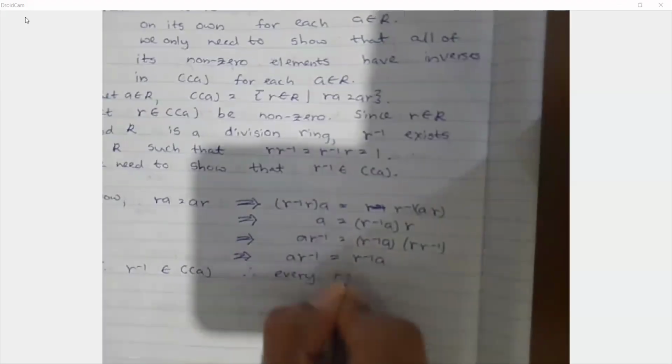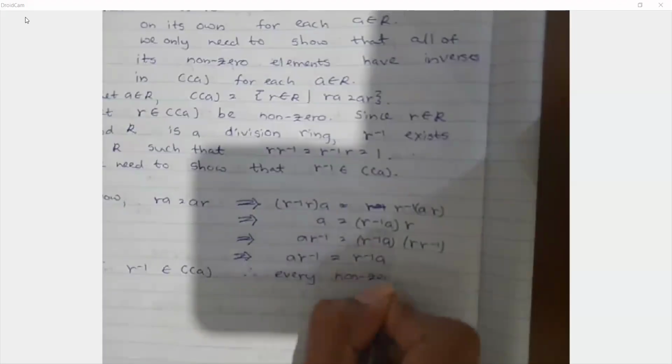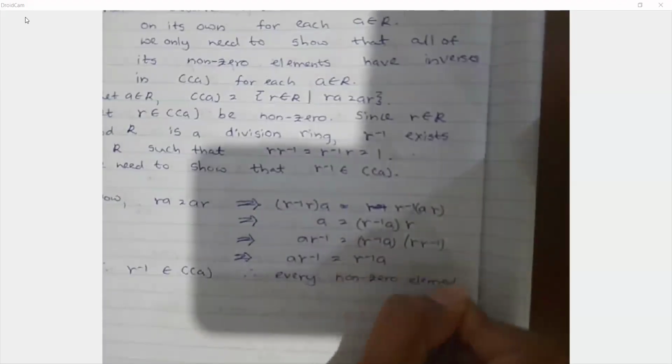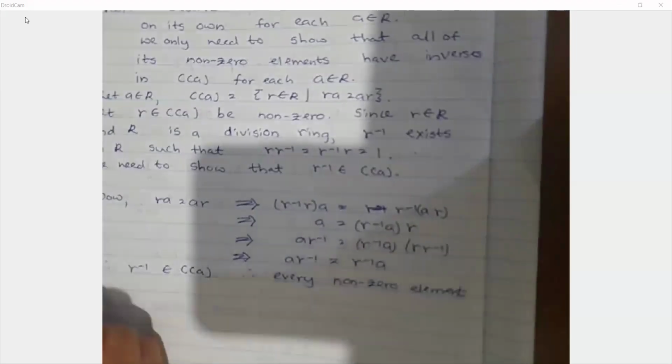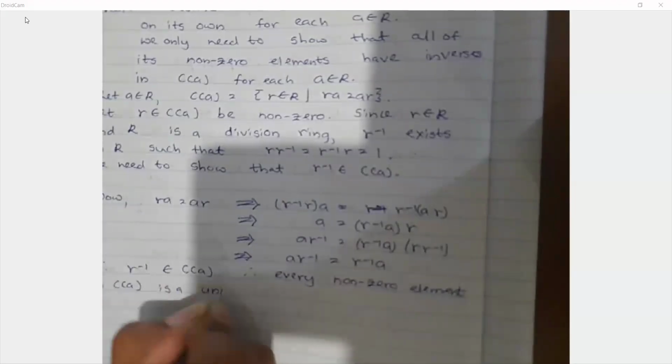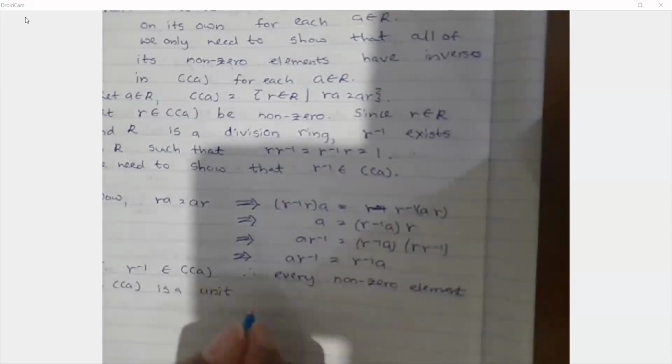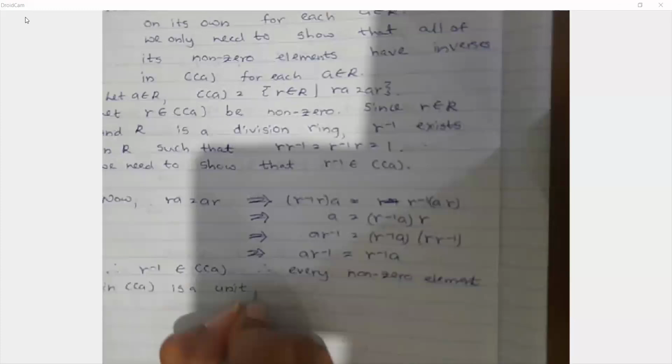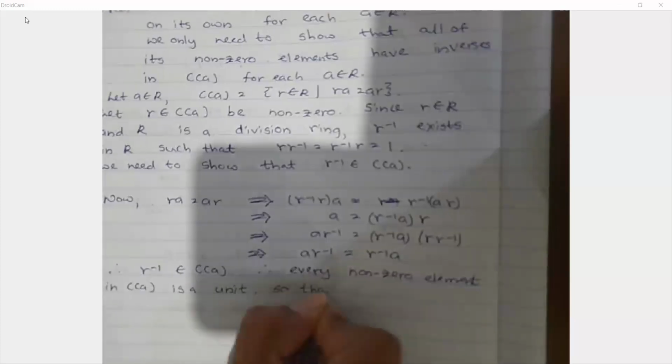Every non-zero element in C of A is a unit. So in other words, it has its multiplicative inverse in C of A, so that C of A is a division ring.